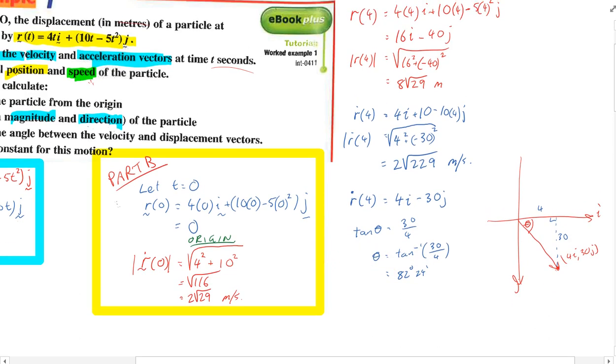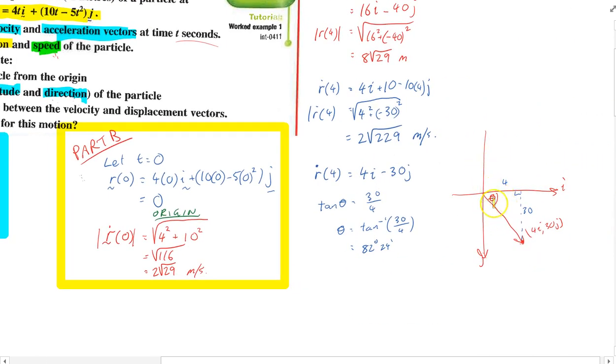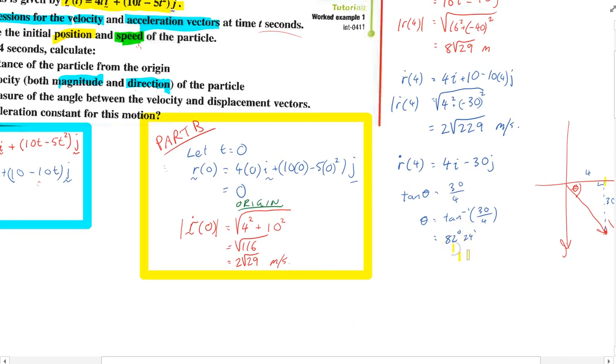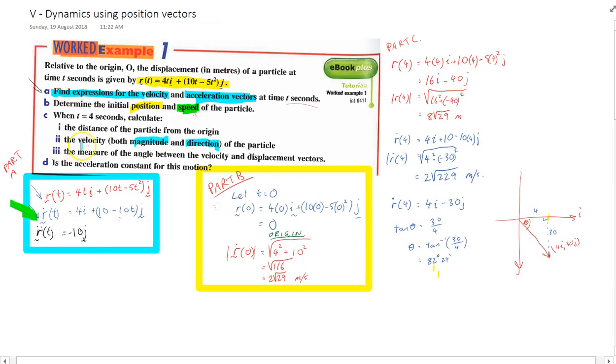So now we're really finished answering that question. We know the velocity. It's traveling at 2 root 229 meters per second in a direction of 82 degrees 24 minutes. You could talk in terms of south of east if you wanted to, but that angle should be enough, I think. So then the last part of part C asks for the measure of the angle between the velocity and displacement vectors. So you might really have to stretch your brain here to remember that to find the angle between two vectors, you can use a dot product between the two vectors.